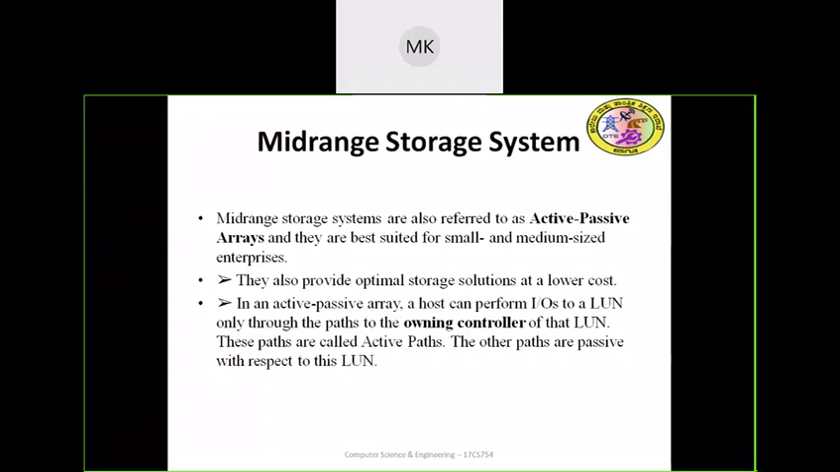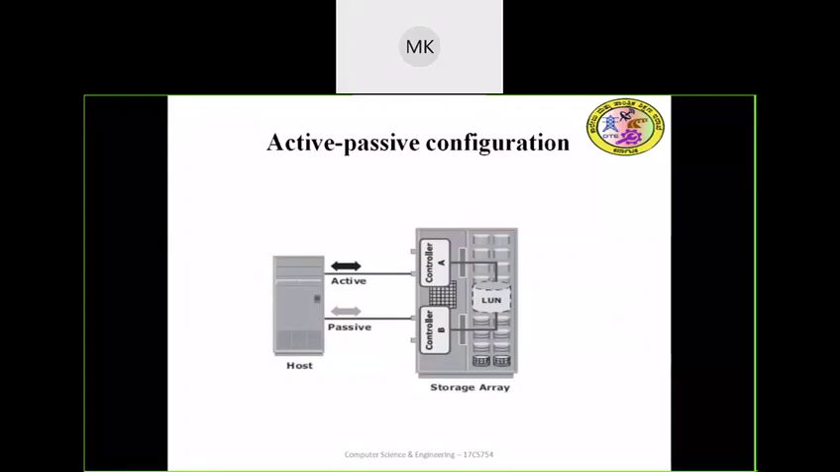In an active-passive array, the host can perform I/O to the LUN only through the paths of the owning controller of that LUN. These paths are called active paths. The other paths are passive with respect to this LUN. Active-passive paths: this is a pictorial representation showing that if one controller is active, then the other controller is passive. It is connected with the storage array LUN.